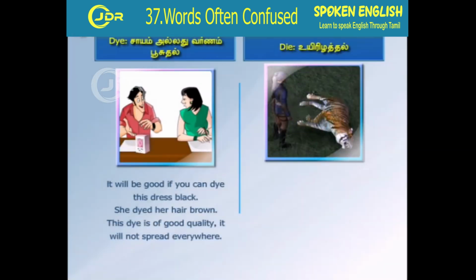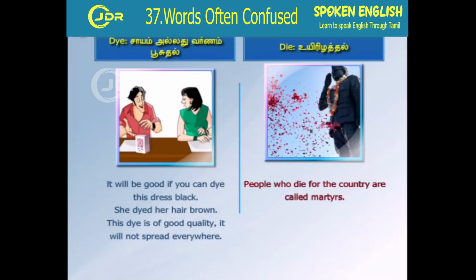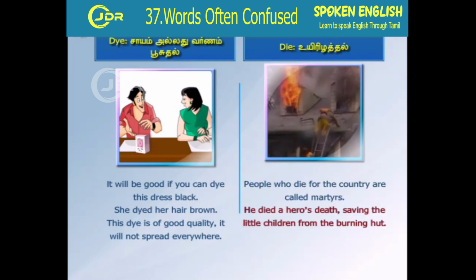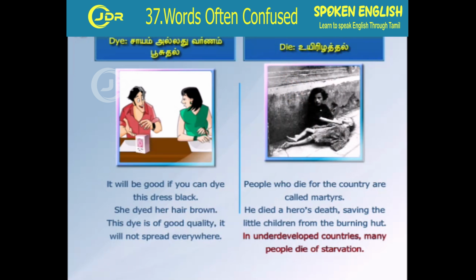Die. People who die for the country are called martyrs. He died a hero's death, saving the little children from the burning hut. In underdeveloped countries, many people die of starvation.